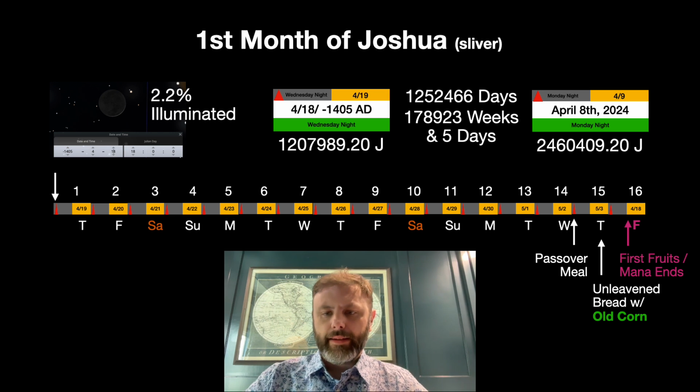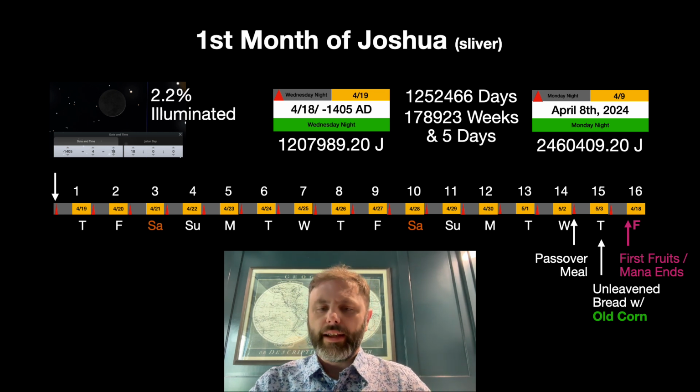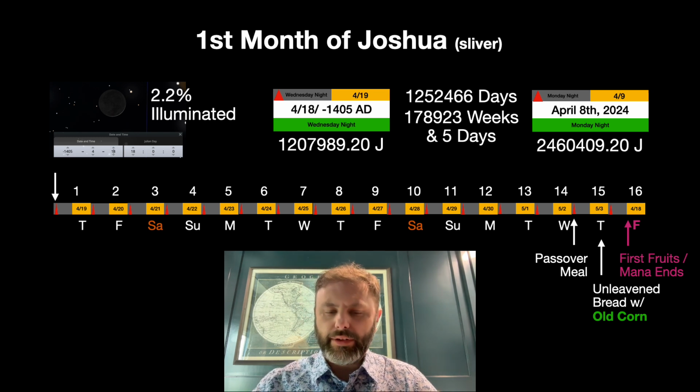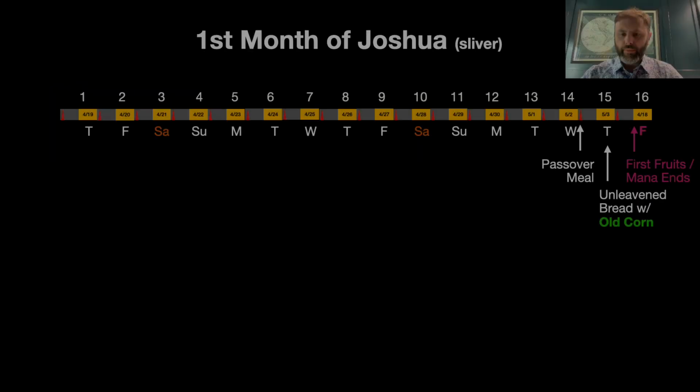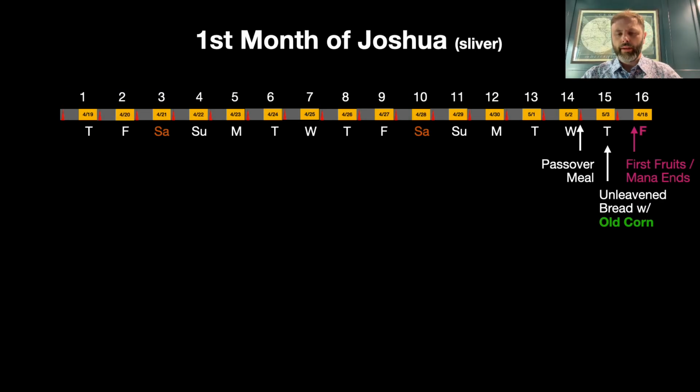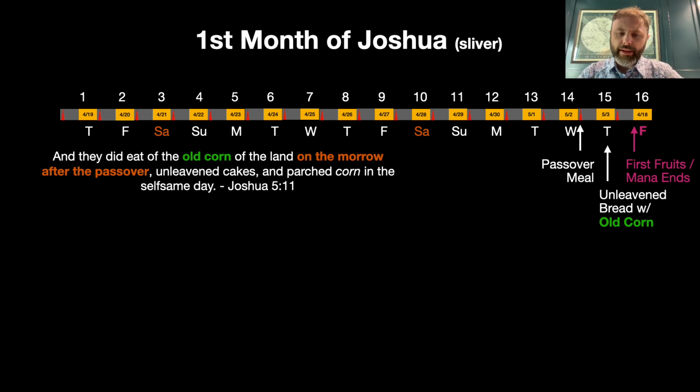All right, the next date that I want to investigate from history is the first month of Joshua, where they cross the Jordan River. After they cross the Jordan River, they celebrate Passover. And we've got the following scripture. And they did eat of the old corn of the land, so they're not using new fruits, on the morrow after the Passover. So the day after the Passover is the first day of unleavened bread. And so they ate old corn on that day.